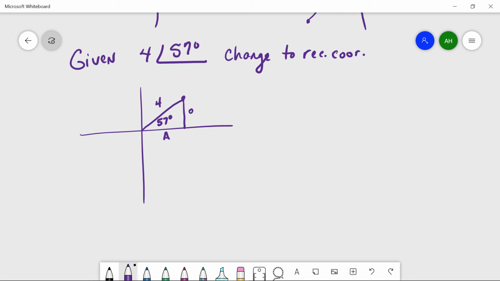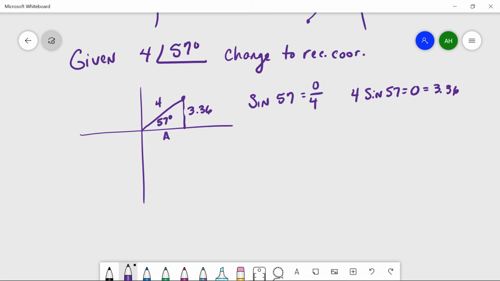So I can use sine, and the sine of 57 degrees is going to equal the opposite side over 4. So now I multiply both sides by 4, so I'm going to say 4 times the sine of 57 degrees equals that opposite side. So then I'm able to calculate that and find that this equals 3.36. So this side over here, I now know is 3.36.